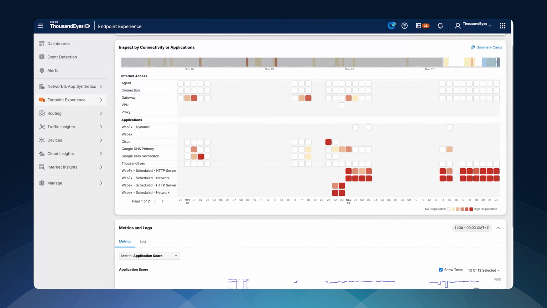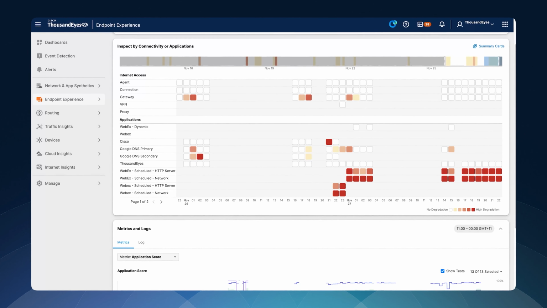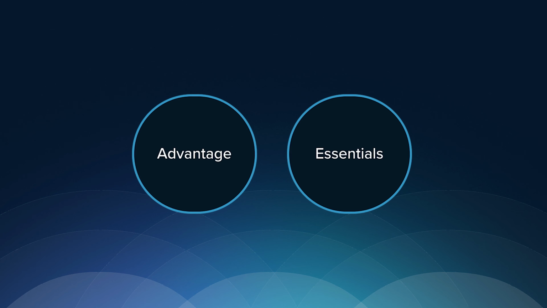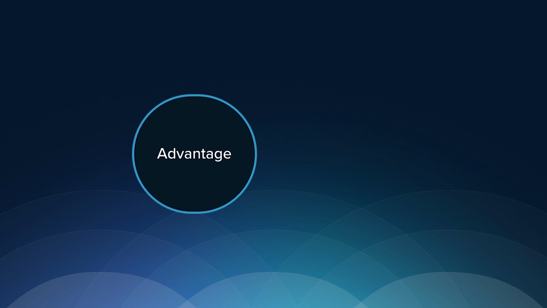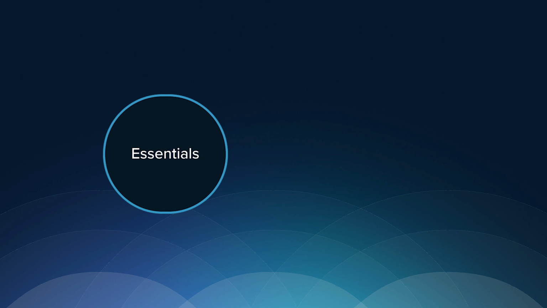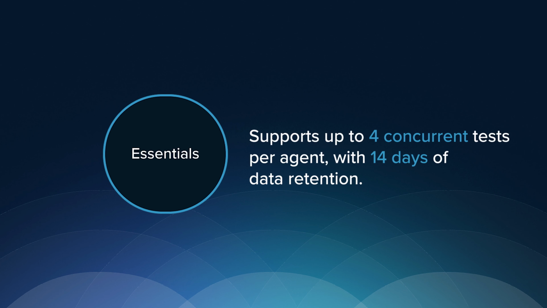connectivity, and more. Endpoint Experience offers two license options for end-user monitoring: Advantage and Essentials. With the Advantage license, you can run up to 10 concurrent tests per agent with 30 days of data retention, whereas the Essentials license supports up to 4 concurrent tests per agent and 14 days of data retention.